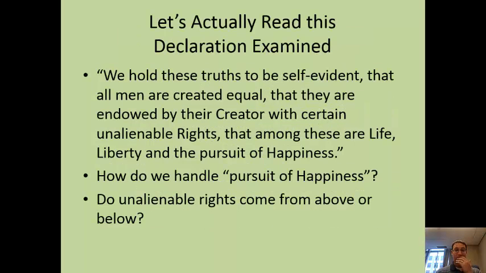All right. So we hold these truths. This is a declaration, right? Thomas Jefferson. We hold these truths to be self-evident. All men are created equal, endowed by their Creator with certain unalienable rights. Among these are life, liberty, and pursuit of happiness. As we talked about before, how do we handle pursuit of happiness? Whose pursuit? When do we restrict that? We all can't do whatever we want. What standards do we decide about what we can do and we can't do?